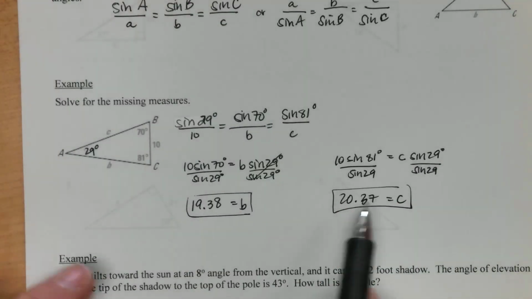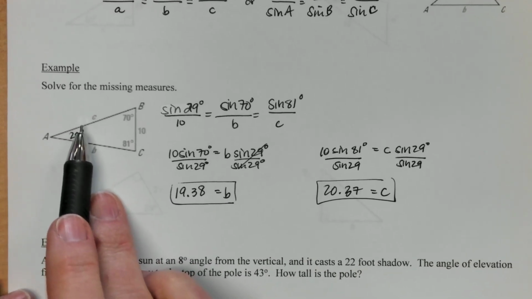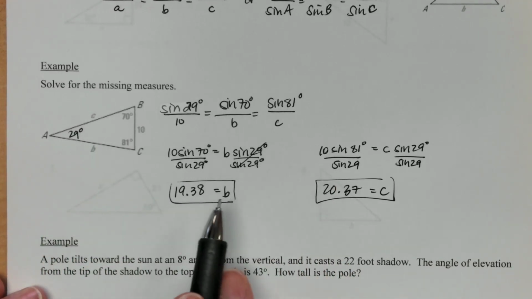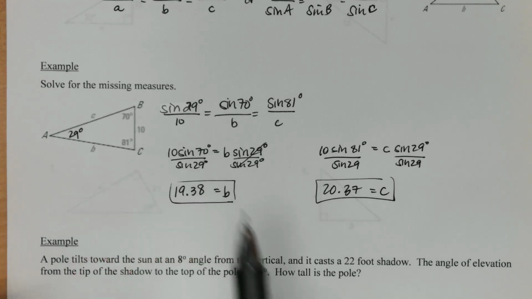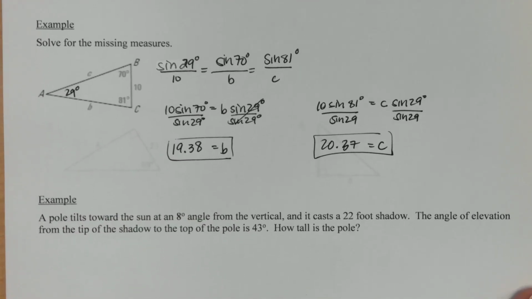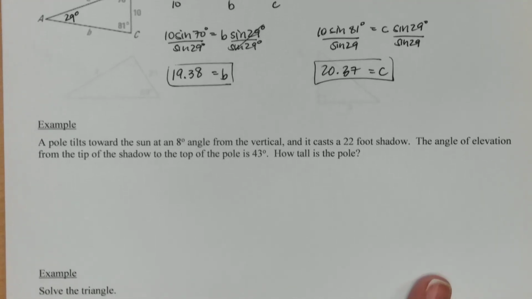And again, that makes sense. This was our biggest angle. C should be our biggest side, and it is at 20. Should be pretty close to this one, 70 and 81. They're pretty close to each other as well. So that's how you can do a law of sines. It's a little bit easier mathematically than law of cosines.